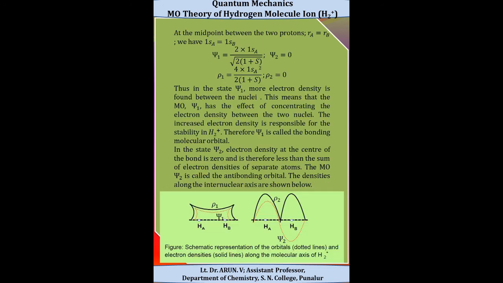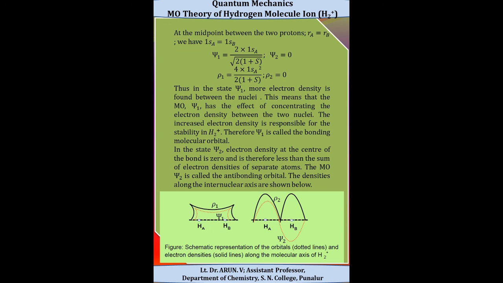At the midpoint between the two protons, Ra is equal to Rb, where 1sa is equal to 1sb. Therefore, psi1 is equal to 2 into 1sa divided by root of 2 into 1 plus s. In that case, psi2 is equal to 0. For the electron density, rho1 is equal to 4 into 1sa square divided by 2 into 1 plus s, and rho2, the electron density corresponding to psi2 square, is equal to 0.